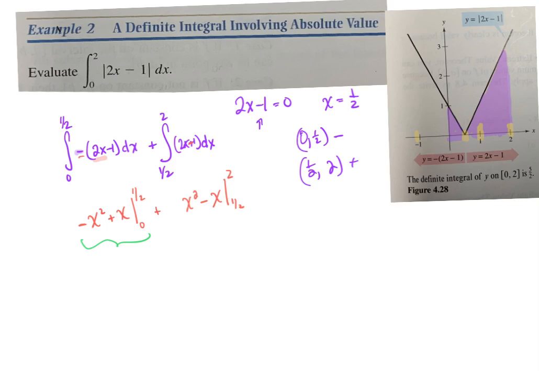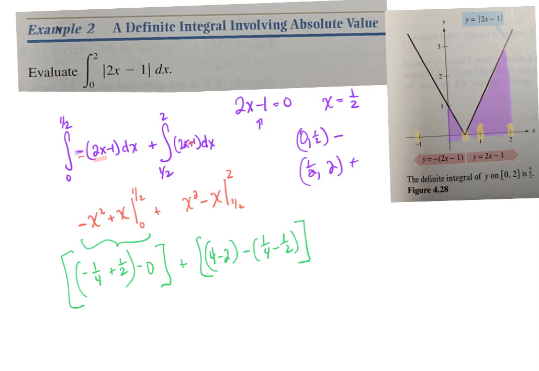So I have to actually do negative 1/4, that's 1/2 squared, plus 1/2, minus, of course, 0. That's my first step. Plus, I have to do 4 minus 2, minus 1/4, minus 1/2. That's my second set. So far, so good? Yeah. All right, so then get a common denominator here, negative 1/2 plus 2/4 gives me just positive 1/4, negative 1/4.